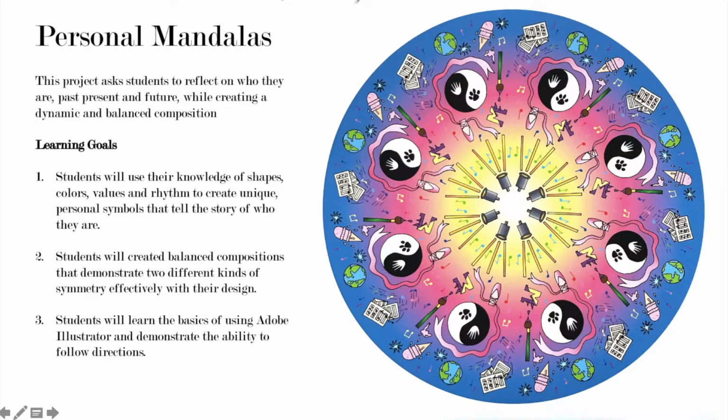The learning goals are that you use all your knowledge up to this point, your knowledge about shapes and colors and values and rhythm, to create unique personal symbols that tell the story of who you are. That's learning goal number one. Learning goal number two is that you create balanced compositions that demonstrate two kinds of symmetry effectively within your design. And we'll talk about what those two are.